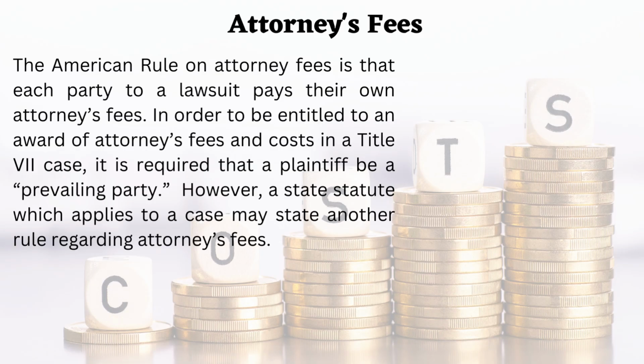Attorney's fees. The prevailing plaintiff may be awarded attorney fees. The American rule on attorney fees is that each party to a lawsuit pays their own attorney's fees. In order to be entitled to an award of attorney fees and costs in a Title VII case, which is employment discrimination, it is required that a plaintiff be a prevailing party. However, a state statute which applies to a case may state another rule regarding attorney's fees. That's why I always say, read the local rules.